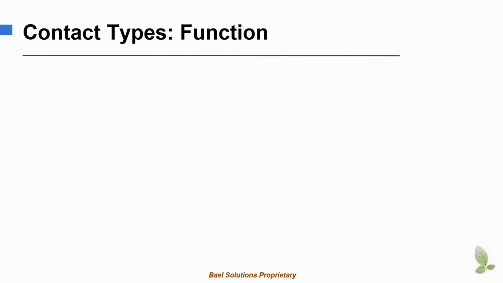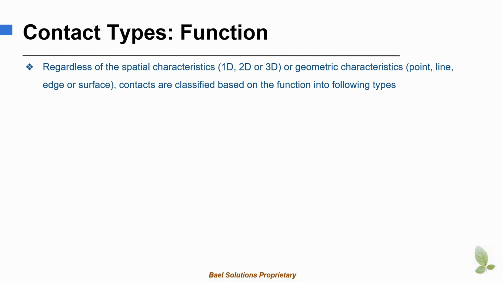We saw different types of contacts based on the spatial characteristics like 1D, 2D, or 3D. We also saw contact types based on the geometric characteristics like point, line, edge, or surface. Regardless of spatial or geometric characteristics, contacts can be classified based on their function. Contact types based on their function are shown in this slide.